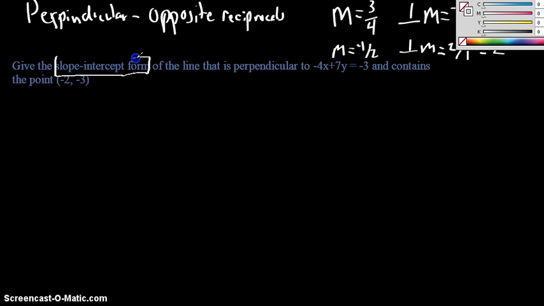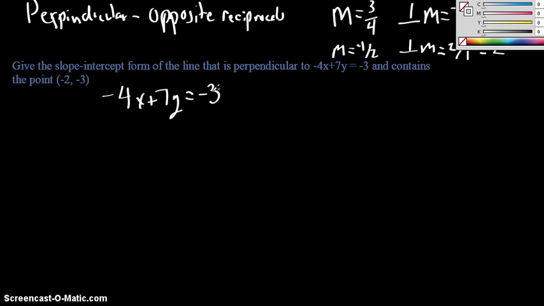Slope-intercept form of a line that is perpendicular to -4x plus 7y equals -3 and contains the point -2, -3. So first thing we have to do is look at, okay, I want it perpendicular to -4x plus 7y equals -3. Well, that's standard form, or general form. That doesn't tell us our slope. We got to go through and find our slope.